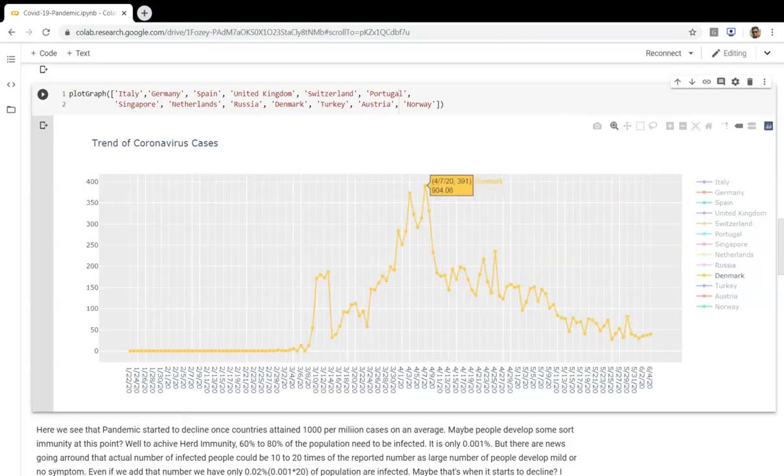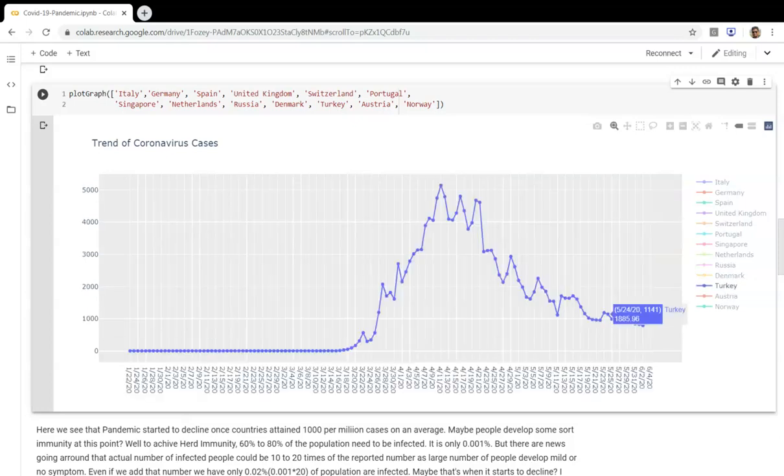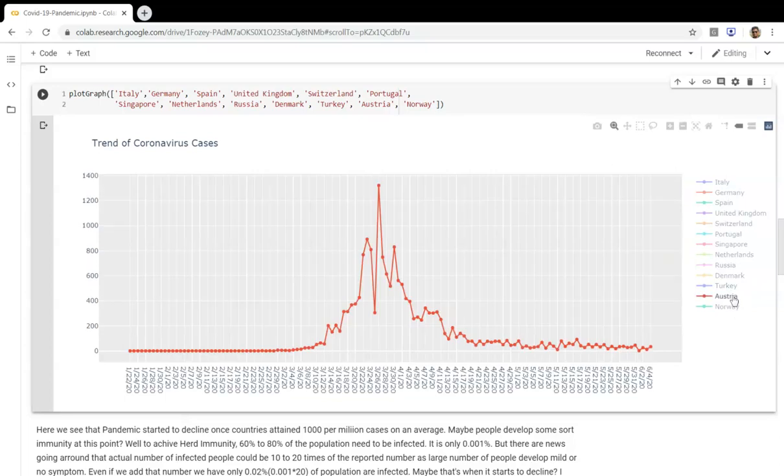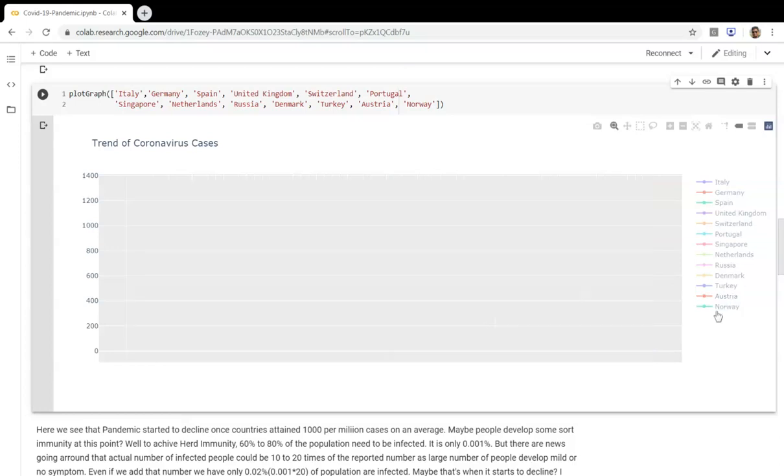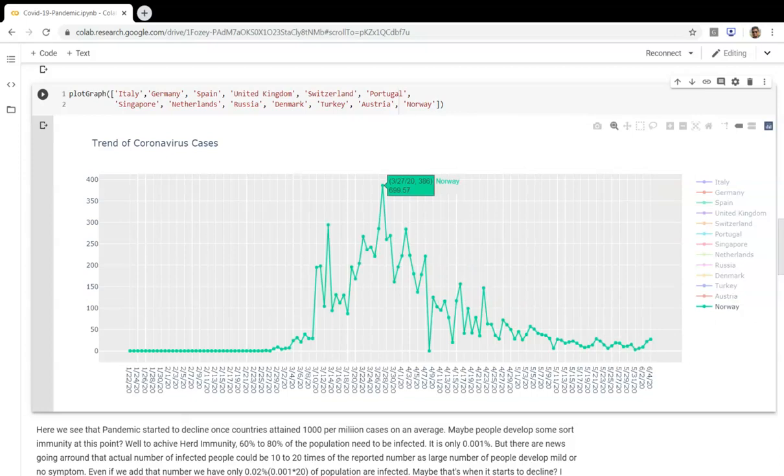In Denmark it is also close to 1000. In Turkey it is also close to 1000. In Austria it is close to 800 and maybe close to 1000. Then it started to decline. In Norway it is also close to 1000. Then it started to decline.